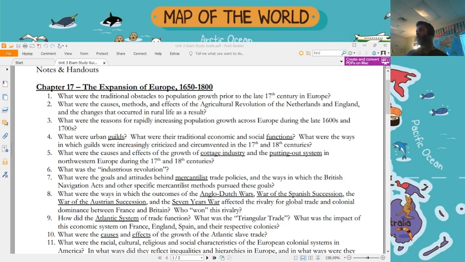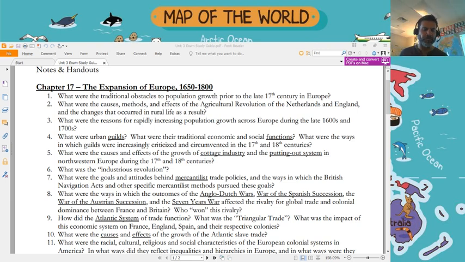Internally, it's going to be a more productive and economically dynamic society. And externally, you're going to see Europe expanding and establishing more control in America and some parts of Asia that also start feeding its prosperity back in Europe. So let's just look at Chapter 17.